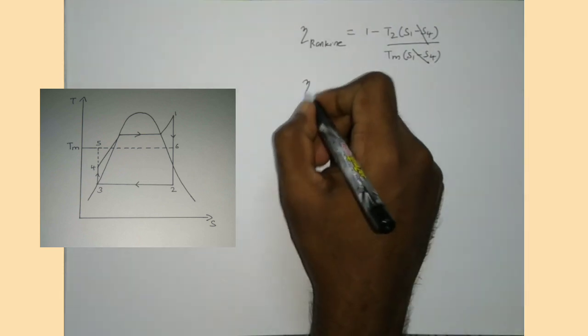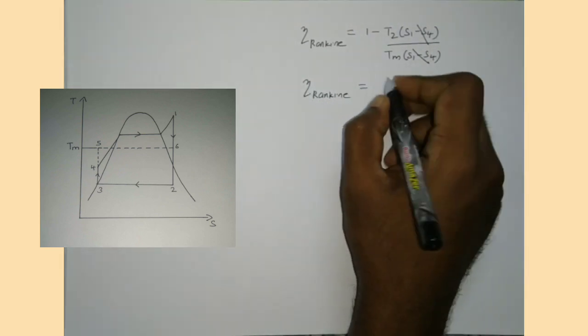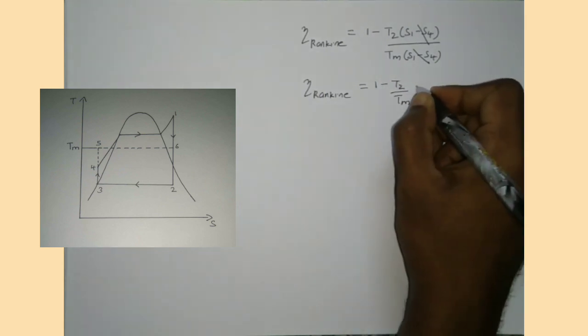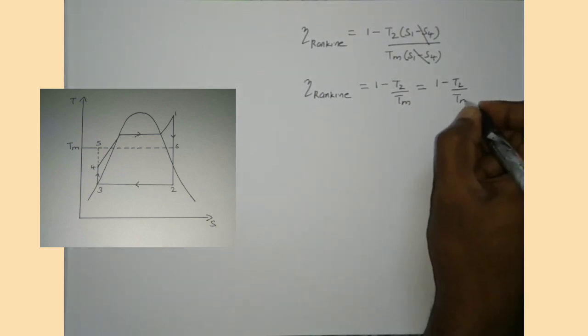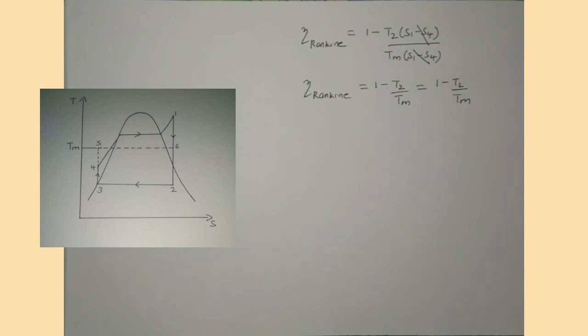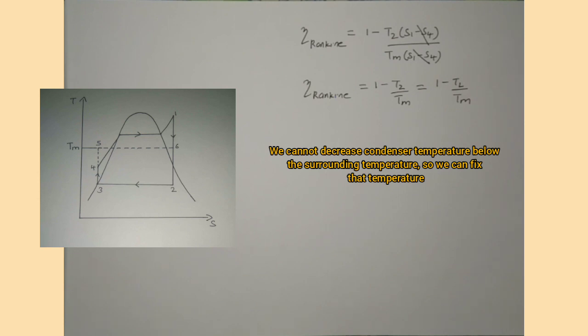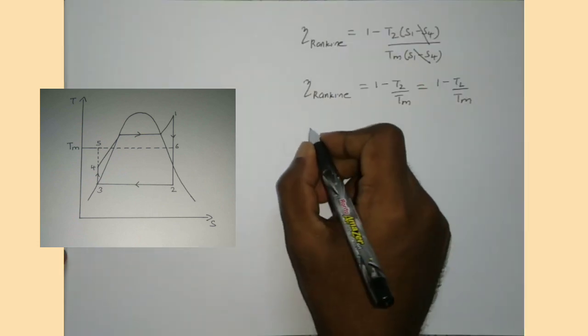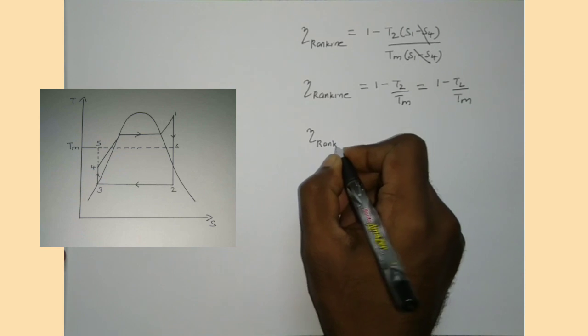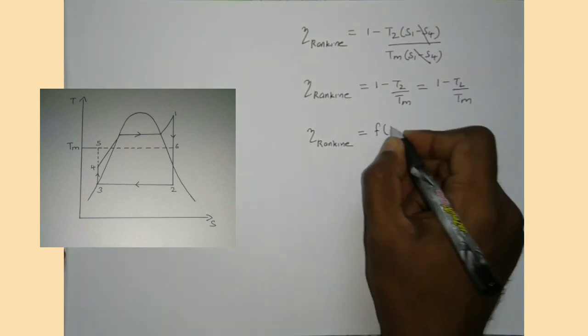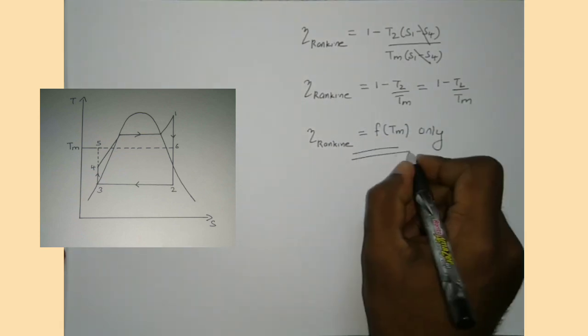S1 minus S4 will cancel, and therefore efficiency Rankine equals 1 minus T2 by Tm, where T2 is the lower temperature. Therefore we can write efficiency as 1 minus TL by Tm. TL is the lowest temperature in Rankine cycle, but this temperature cannot be less than the temperature of surroundings, and therefore we can fix the lower temperature TL. And therefore we can say efficiency Rankine is a function of the mean temperature Tm only.